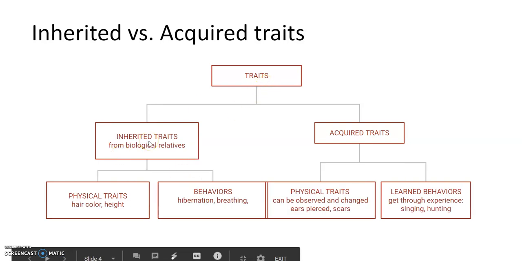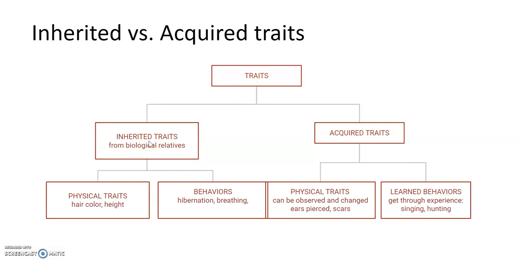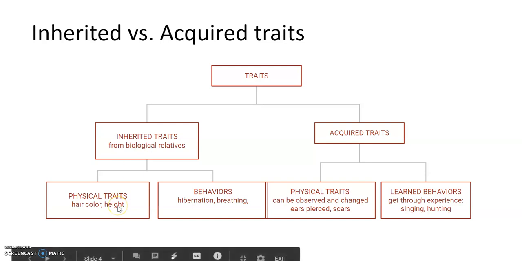So inherited traits come from our biological relatives and are in our DNA. Examples of physical traits that are inherited might be our hair color, our skin color, our height, our eye color. Behaviors that are inherited through biological relatives might be, if you are a bear, your inherited behavior is hibernation.